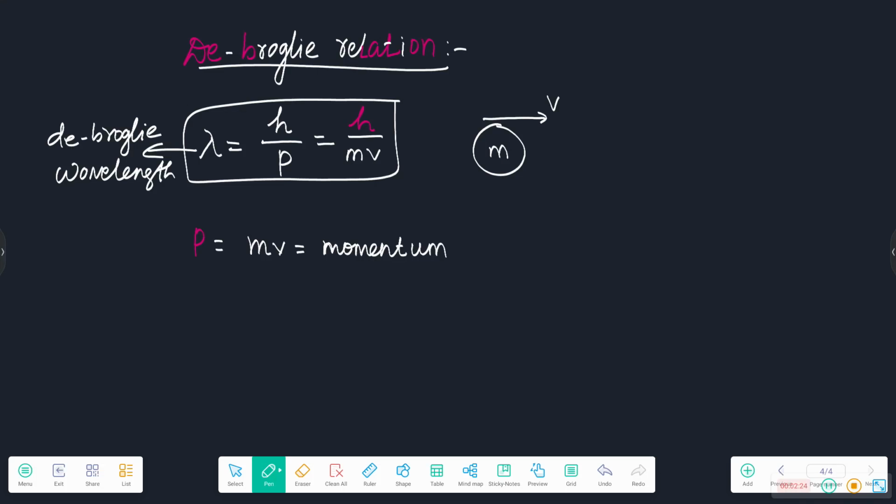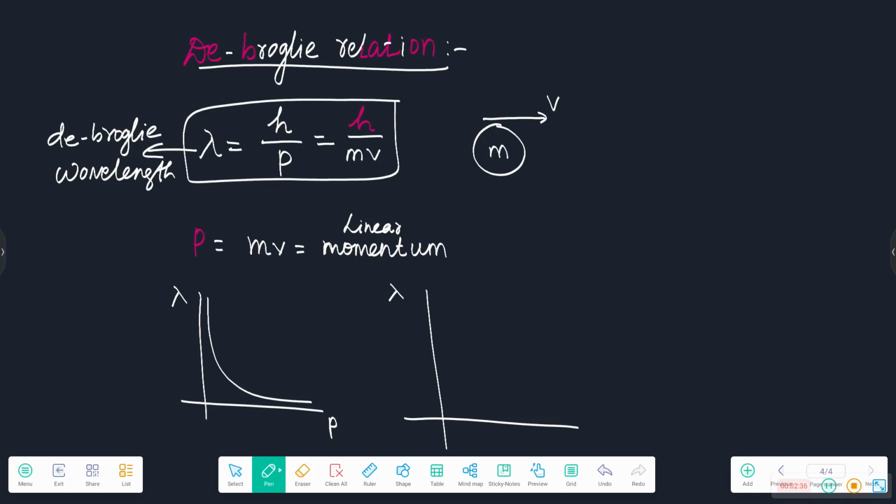Now here, this is linear momentum, remember, linear momentum. Now lambda and p, how will the graph be? Now the graph will be like this. And if I do the graph of lambda and 1 by p, then the graph will be a straight line. So here what can I find? Your slope will be h. Slope will be h. Lambda and 1 by p, I'll get a graph like this.